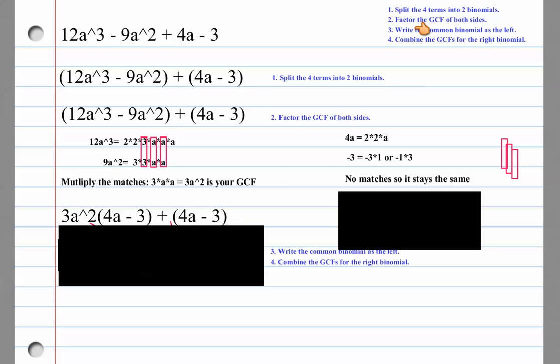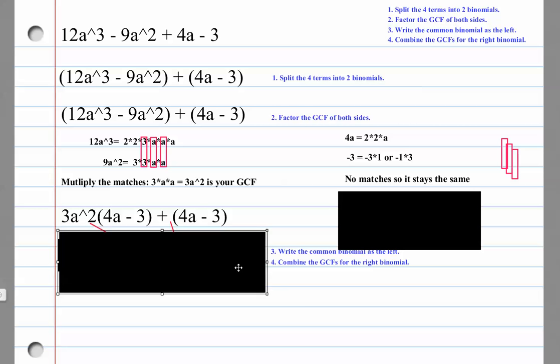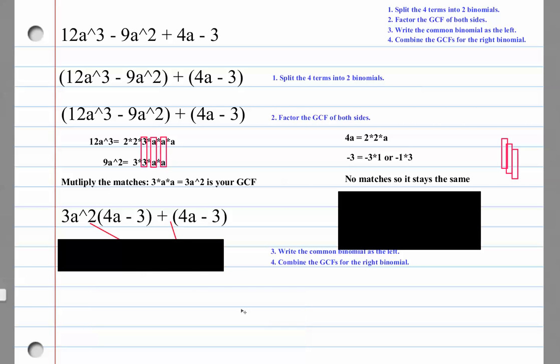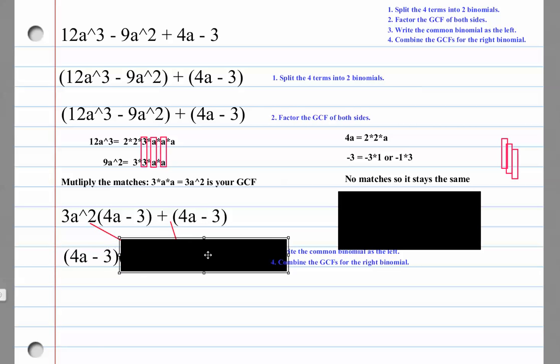Now, the third step tells you to write the common binomial. So the common binomial, what that means is inside the parentheses here, do you see how they match? That means they're in common. So that's all you do. So you're going to take this 4a minus 3 and you're going to write it down as the left-hand side, because in the end we want to get two binomials multiplying each other. So you're going to write it down as the left-hand side of your binomial.